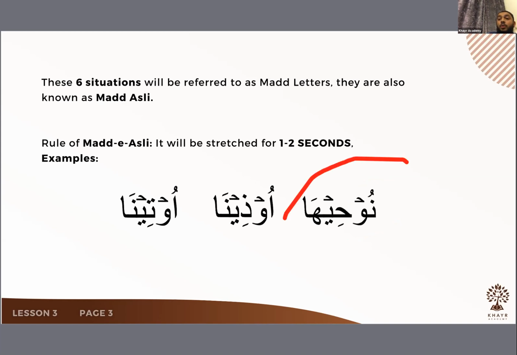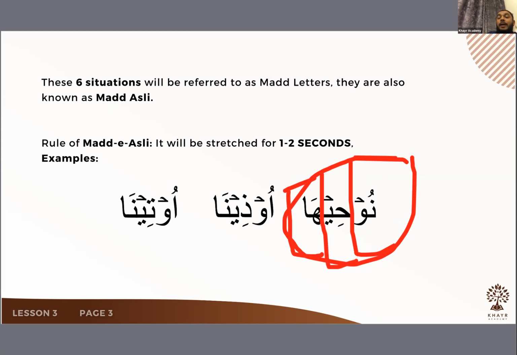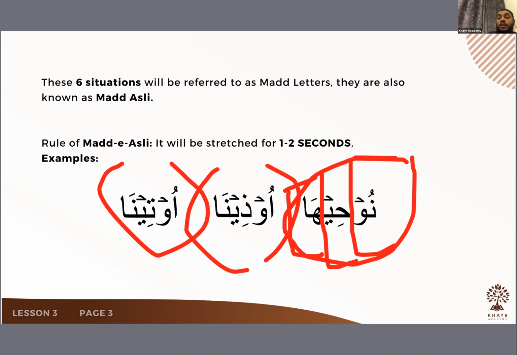This is a word from the Quran. This word itself has all 3. The first one is after the waw sakin, the second one is after kasra ya sakin, and the last one is after fatha empty alif. Now in one word, Allah has put all 3 mads together. This is another word from the Quran. Udina, utina. They're words from the Quran.